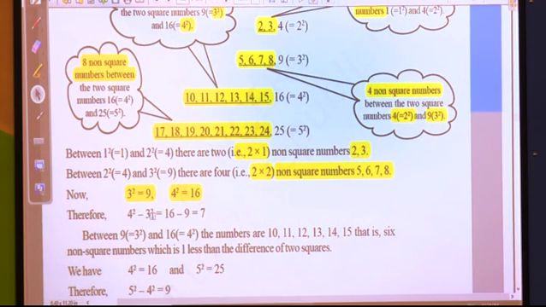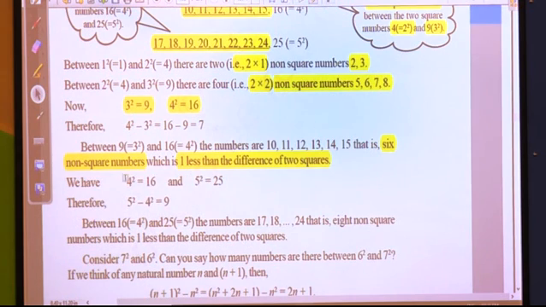4 square minus 3 square is what? 16 minus 9 is equal to 7. Between 9, that is 3 square, and 16, that is 4 square, the numbers are 10, 11, 12, 13, 14, 15, that is 6 non-square numbers, which is 1 less than the difference of 2 squares.